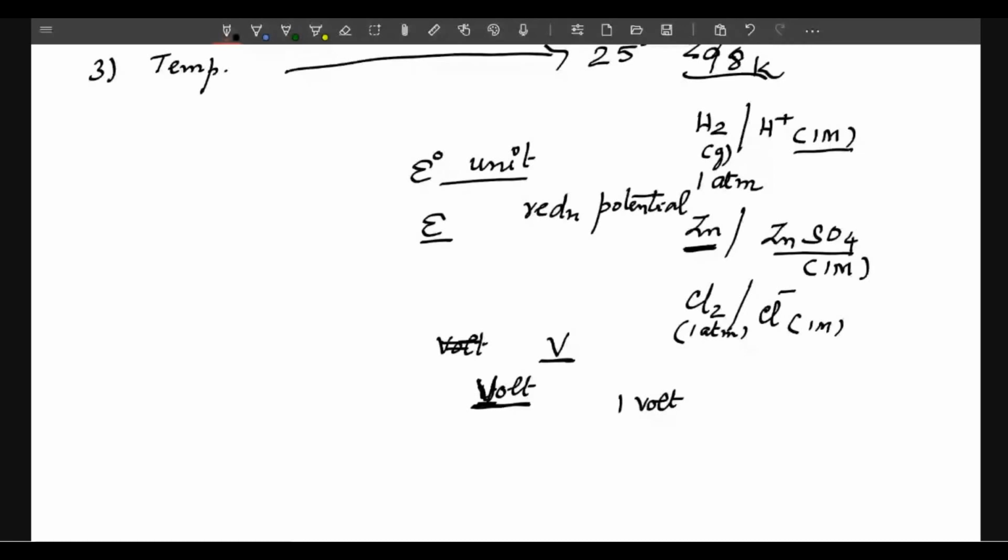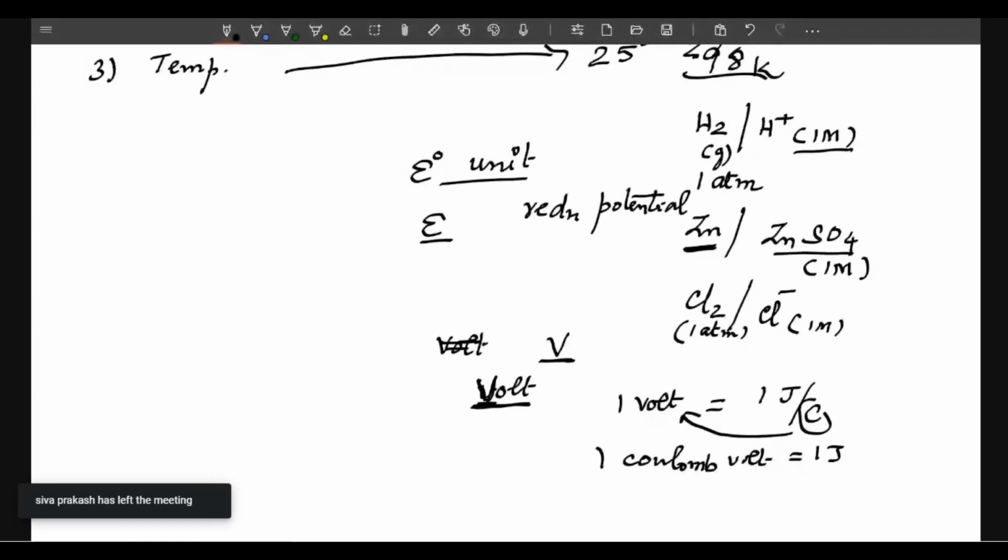And you remember this relationship: 1 volt is 1 joule per coulomb. It will be very useful to convert volt into joule, or simply, 1 coulomb volt is equal to 1 joule. Bring this coulomb to the other side. 1 coulomb volt is equal to 1 joule. We are going to make use of this relationship.